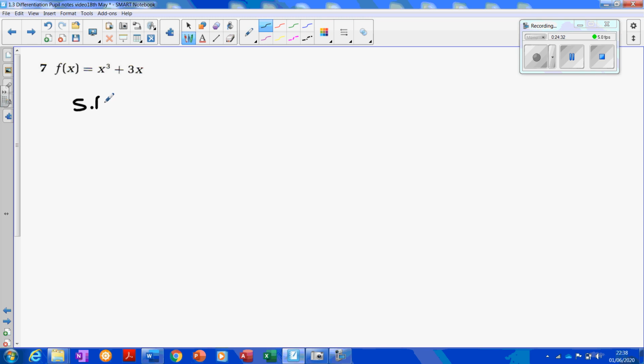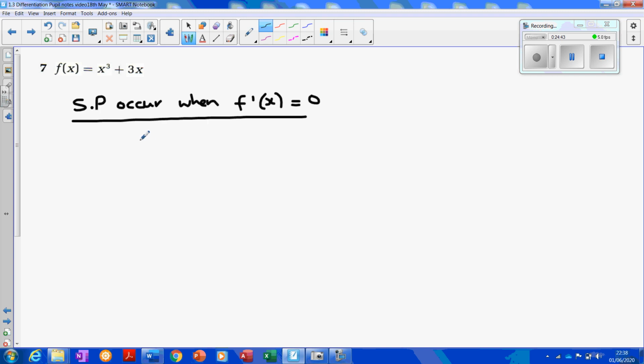Okay, so number 7, stationary points occur when f dash x is equal to 0. Okay, so f dash x, for this one, derivative of x to the power of 3 is 3x squared, and derivative of 3x is plus 3. Right, so that's got to be when the derivative is 0. So we've got 3x squared plus 3 equals 0.